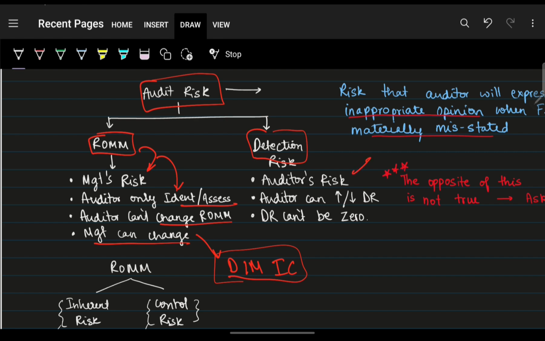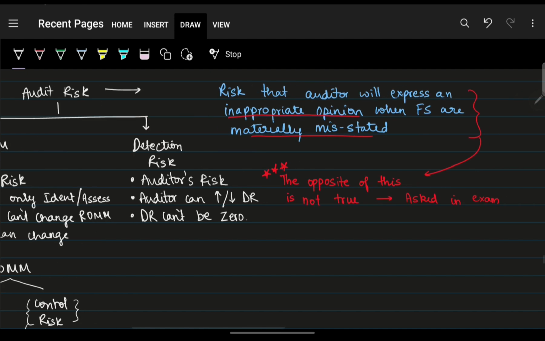Okay, what is the detection risk? Detection risk is the auditor's risk. Now auditor's risk is the risk that, let me just scroll over, right? So the detection risk is the risk that the auditor will express an inappropriate opinion when the financial statements are materially misstated. However, the opposite of this is not true. Okay, so basically it's common sense. Okay, so I'll tell you why the opposite of it cannot be true.